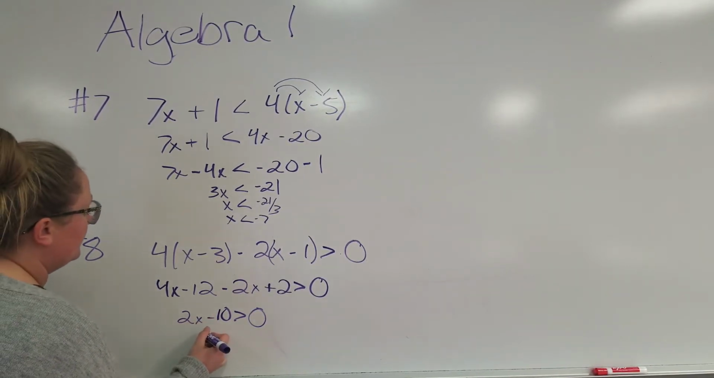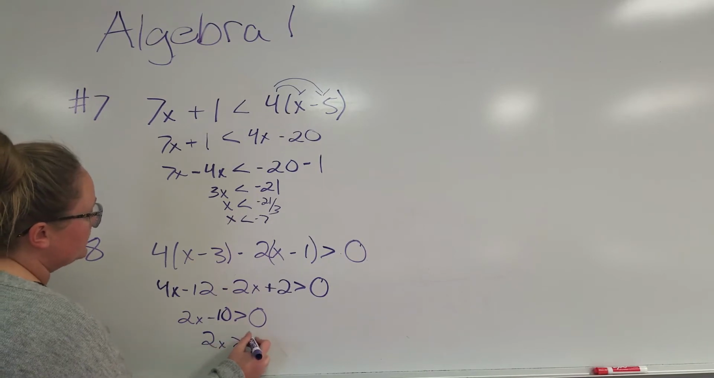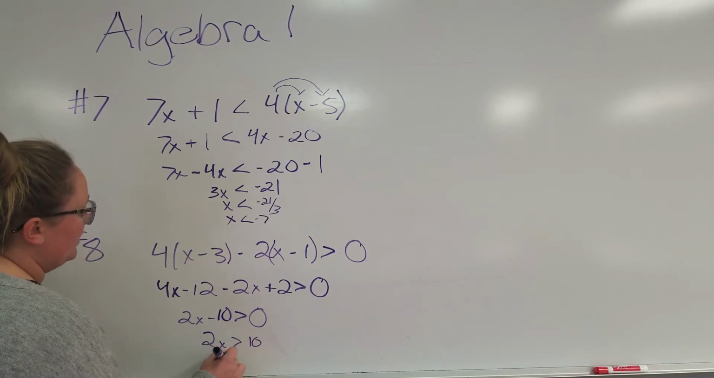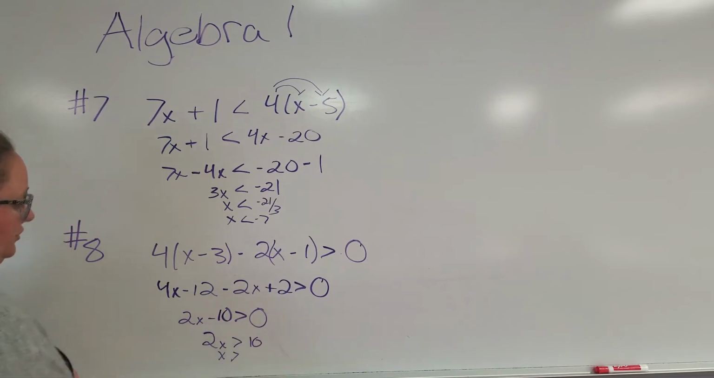Now the 10 needs to move to the other side so we can start isolating x. Here it's negative, so when it moves over, it becomes a positive 10. And then we're going to divide by the 2. So 10 divided by 2. X is greater than 5.